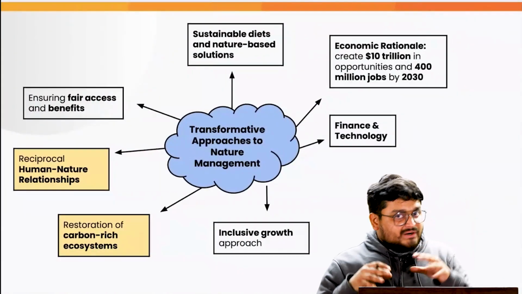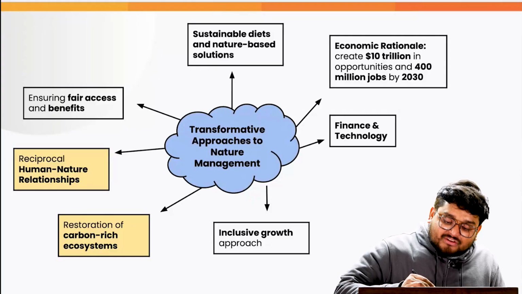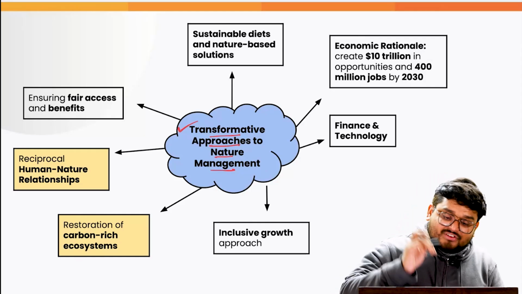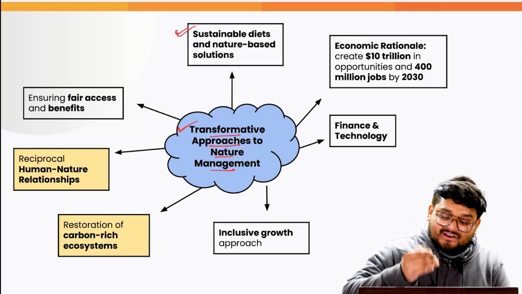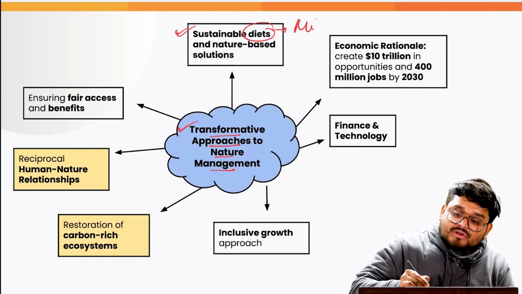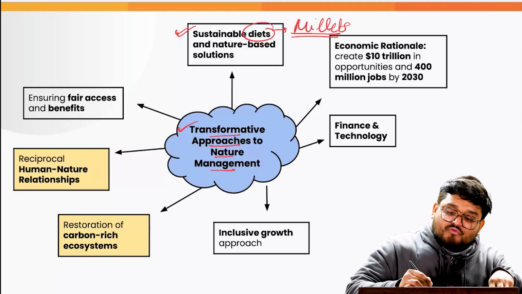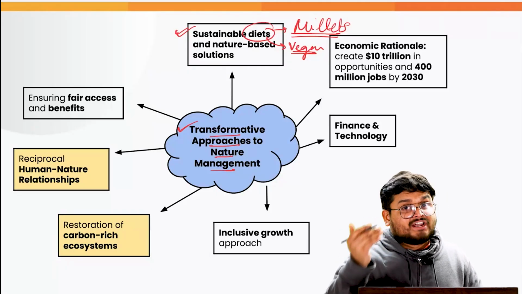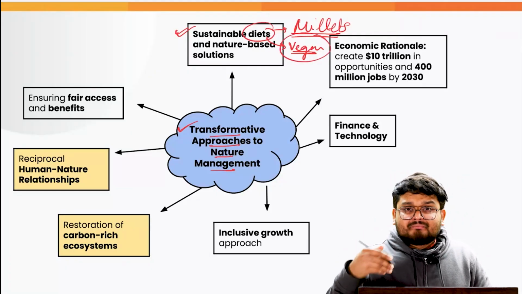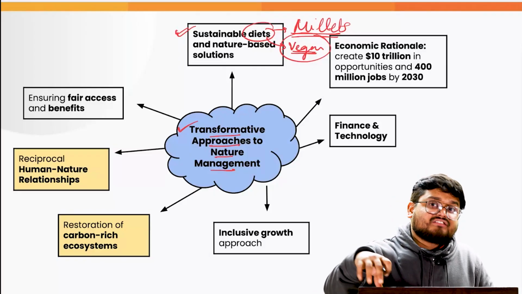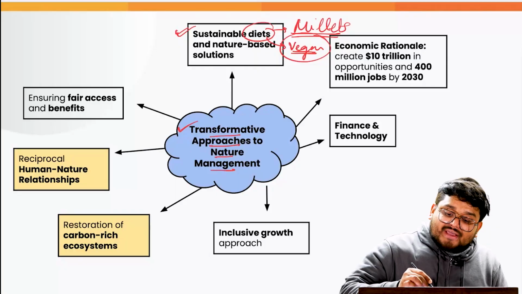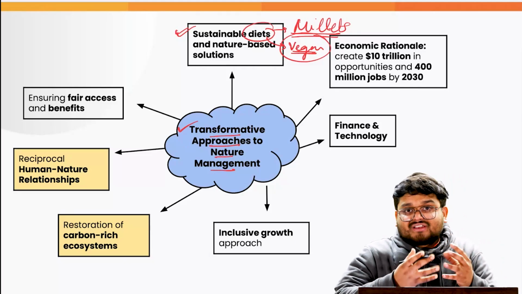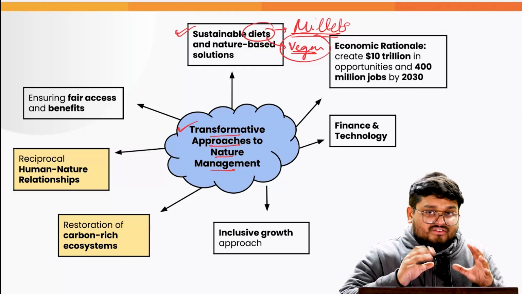So according to this particular article and also to this particular report, there are some transformative approaches to nature management as to how we can increase the biodiversity going forward. Firstly, we have to change our lifestyle, our diets. We can move on to millets, right, which are much more environmentally friendly. We can also try to adopt a vegan diet, which reduces the consumption of meat and dairy products, which are actually responsible for the majority of the agricultural greenhouse gases because of livestock management, right? We can also change our diets according to our local conditions, correct? So this is how we have to understand the importance of the food security aspect.